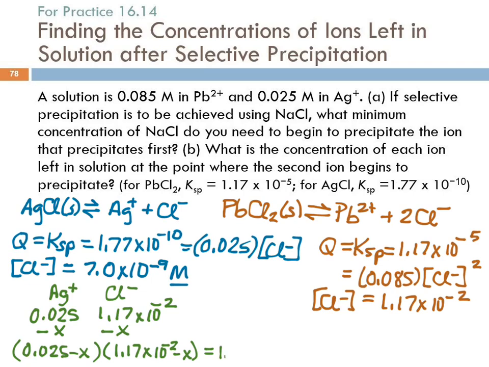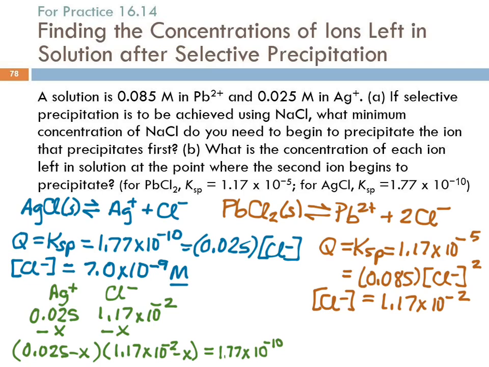Question? Why did you use the 1.17 times 10 to the negative 2 for chloride ion as opposed to the 7.0 times 10 to the negative 9? Well, because when we added this much, the silver started to precipitate. Now they're saying, look at the point where the other ion starts to precipitate, and that's going to be a concentration of this. That's the total amount that has been added. So if we consider this to be the total amount added, what do we end up with here?